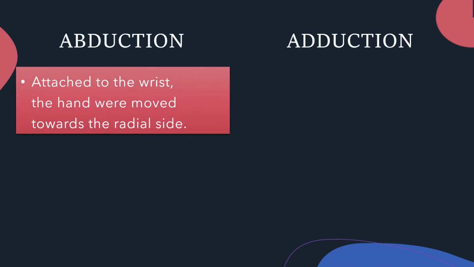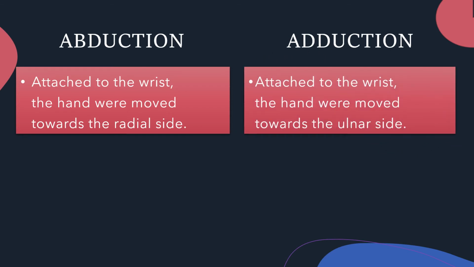Attach it to the wrist. If your hand is moved towards the radial side, it is called abduction. If your hand is moved towards the ulnar side, it is called adduction.